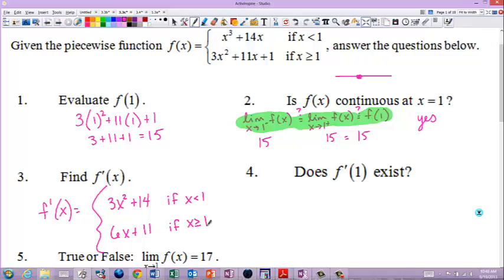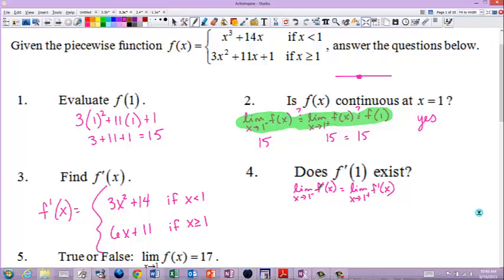Does f prime of 1 exist? Well, in order for the derivative to exist, the derivative as x approaches 1 from the left has to equal the derivative as x approaches 1 from the right. And actually, let me do it in proper notation. You would say the limit as x approaches 1 from the left of the derivative equals the limit as x approaches 1 from the right of the derivative. They have to be the same.